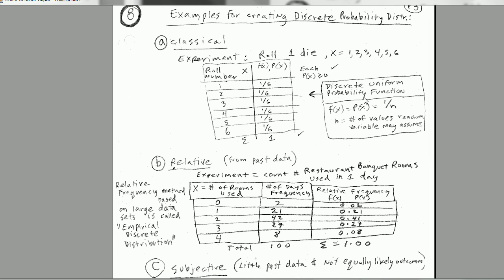Just as you might suspect, last chapter we learned about classical, relative, and subjective. Well, you can use those three methods for creating discrete probability distributions. Classical: if we had an experiment, roll one die, these are our only outcomes. This would be our random variable x. We'd list it here and assign probabilities. Now notice, this is one of those cases where they're all the same. This actually has a special name, discrete uniform probability distribution, and the probability function is 1 divided by the number of values that the random variable may assume.